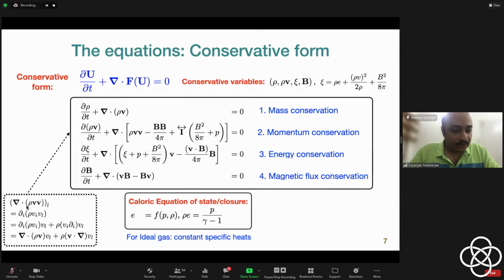So Shirajit asks next, is the simulation capable of generating onset of turbulence? Yes, certainly we do simulate turbulence in this.